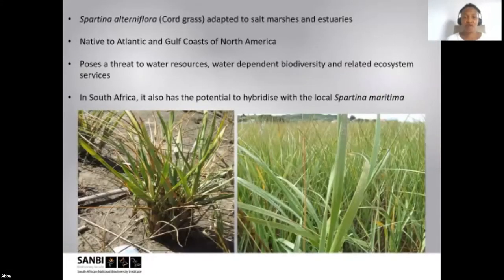So Spartina alterniflora is a cord grass adapted to living in salt marshes and estuaries. It is native to the Atlantic and Gulf coasts of North America. It is known to be an aggressive invader worldwide. Spartina alterniflora poses a threat to water resources, water-dependent biodiversity, and related ecosystem services. In South Africa, it also has the potential to hybridize with the native Spartina maritima.